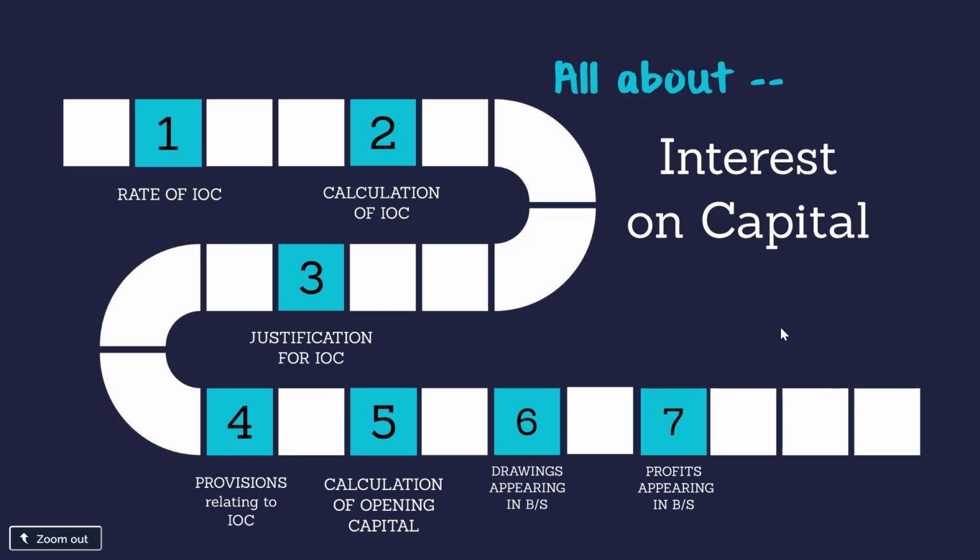Hi, in this video we will discuss the sixth point and the seventh point in interest on capital. In the sixth point we will discuss the concept of drawings amount of any partner still appearing in the balance sheet, and in the seventh point we will discuss the concept of P&L appropriation account balance still appearing in the balance sheet.